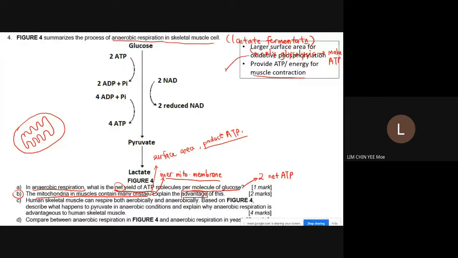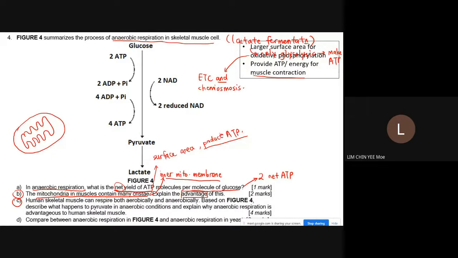Bukan hanya chemiosmosis, you boleh tulis ETC and chemiosmosis, then you are correct. Tapi tak boleh tulis hanya satu, dua-dua. And then provide ATP or produce ATP for muscle contraction. Jelas? Jelas, Miss. Okay. Now for C.